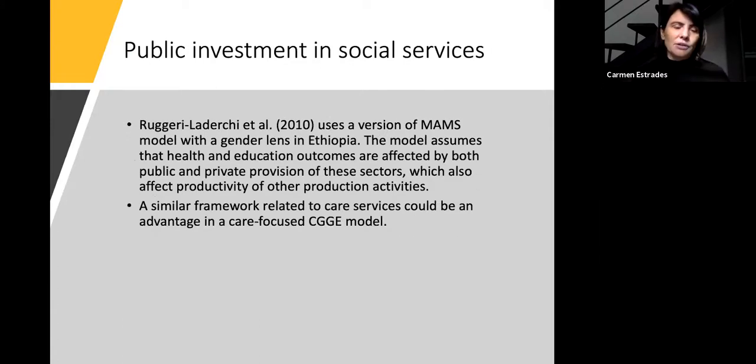Then, turning more to the analysis of policies for care, what happens when there is public investment in social services? This model, which I didn't go into in detail because I was running out of time, is by Ruggeri Laderchi et al. It uses a version of the MAMS model with a gender lens in Ethiopia. And they analyze, and this is a very interesting approach, how health and education outcomes are affected by both public and private provision of these sectors, and how they affect the productivity of other production activities. So we think this is a framework that is very interesting to be extended to care services as well as health and education, because we also think that care provision might have an impact on productivity in the economy.